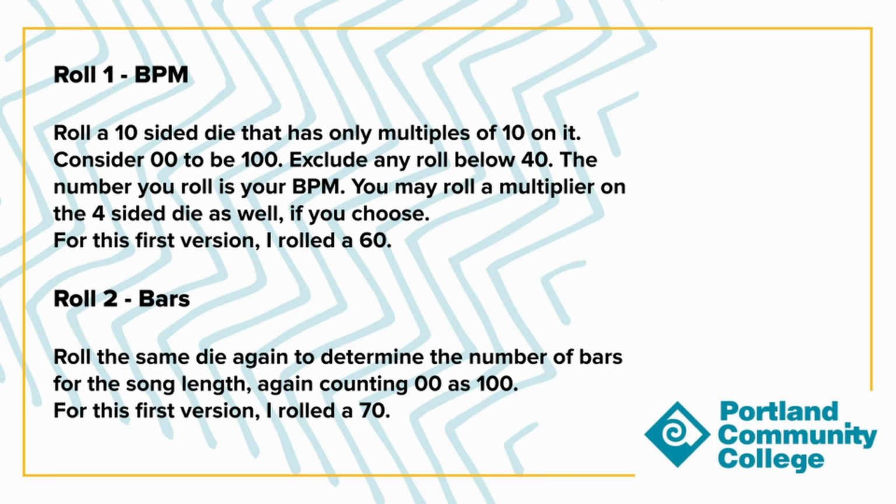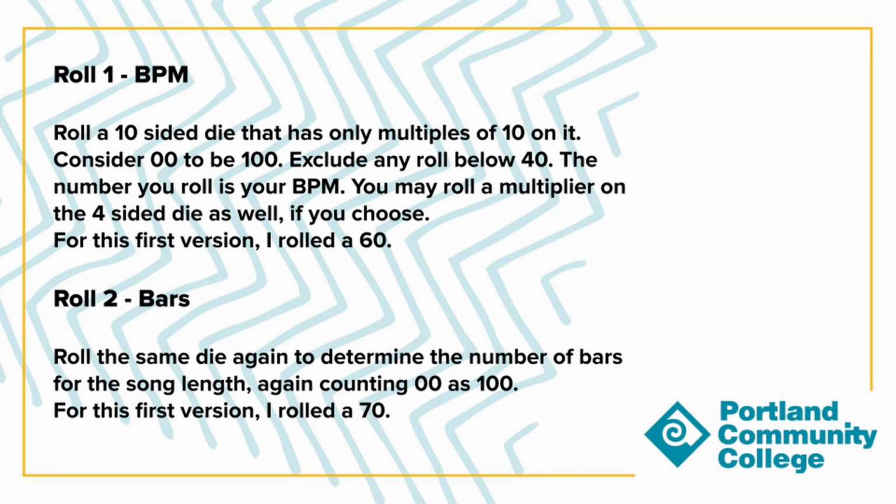Roll 1, BPM. Roll a 10-sided die that has only multiples of 10 on it. Consider 0 to be 100. Exclude any roll below 40. The number you roll is your BPM. You may roll a multiplier on the 4-sided die as well if you choose. For this first version, I rolled a 60.